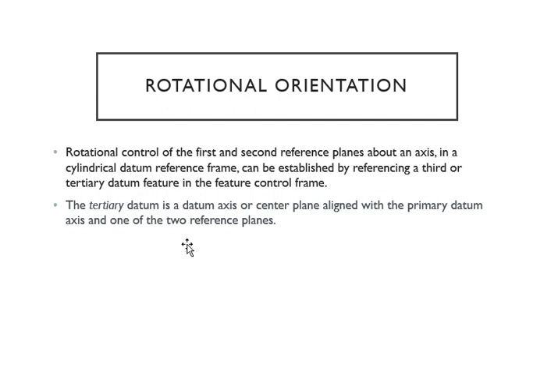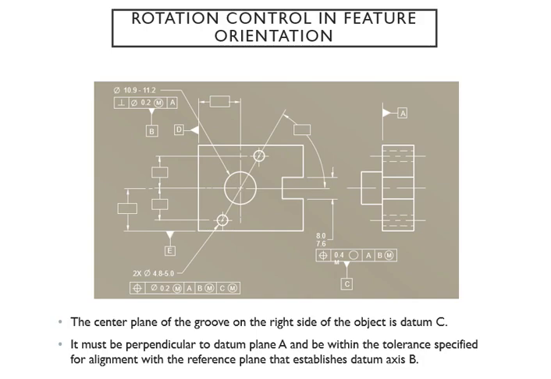All right, rotational orientation. So rotational control of the first and second reference planes about an axis in a cylindrical datum reference frame can be established by referencing a third, or tertiary, datum feature. The tertiary datum is a datum axis or center plane which is going to be aligned with the primary datum axis and one of the 2 reference planes. We can't see it, so let's take a look at the diagram right here so you can see that. So you have the center plane of that groove on the right side for this part.